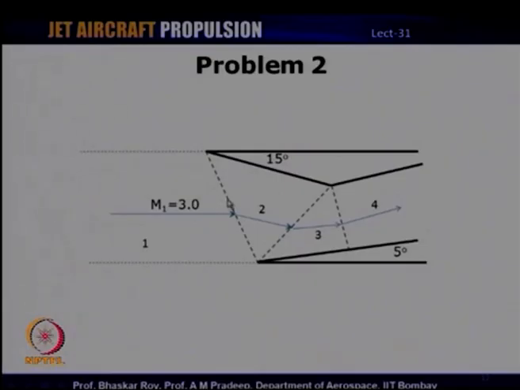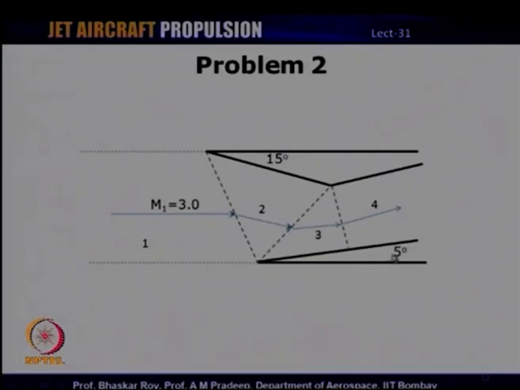Two of them are oblique shocks. This and this shock, these are two oblique shocks, and then there is a normal shock which converts a supersonic flow to a subsonic flow. And these are the wedge angles given. It is a two-dimensional intake.